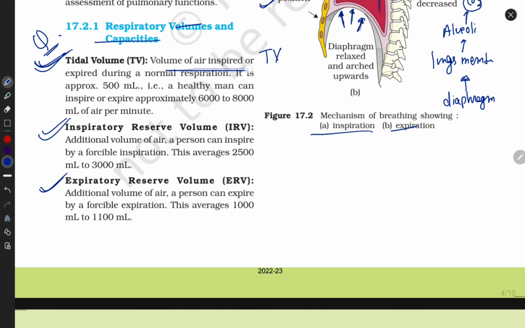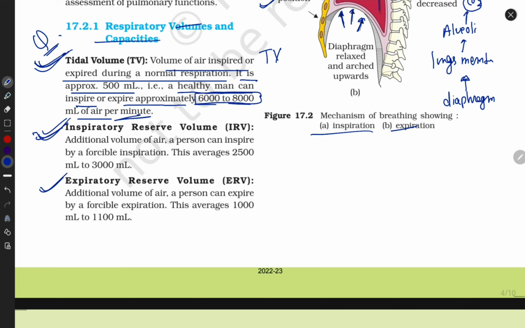Volume of air inspired or expired during a normal respiration. This is a normal respiration: how much amount we take inside and how much amount we expire. This is the tidal volume. It is approximately 500 ml. A healthy man can inspire or expire approximately 6,000 to 8,000 ml of air per minute. This ratio you should remember.